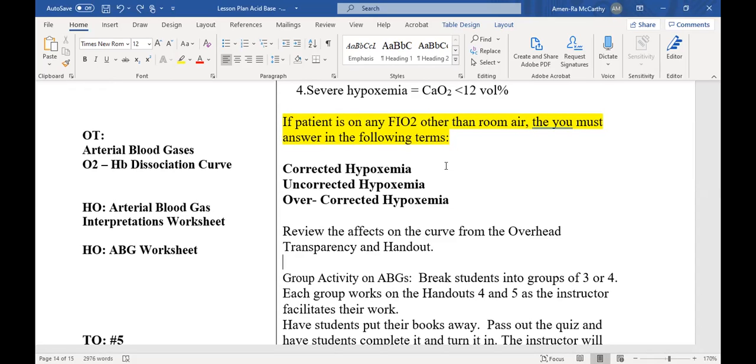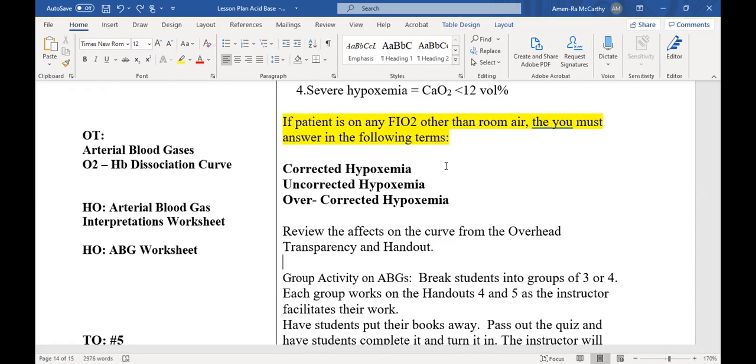So say we have given Mr. Johnson a little oxygen, and now he's on 28% oxygen and not 21%, which is room air. If he's on 28% and he still has a PaO2 of less than 40, you wouldn't say severe, you would say uncorrected, because you're trying to correct it. You gave him some oxygen and it's still low. So now it's still uncorrected.